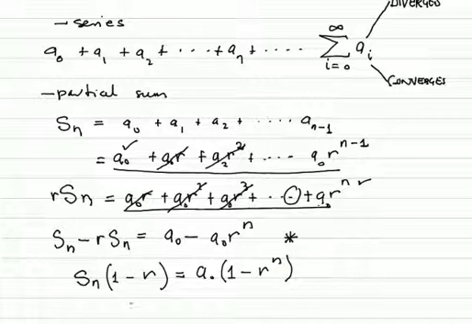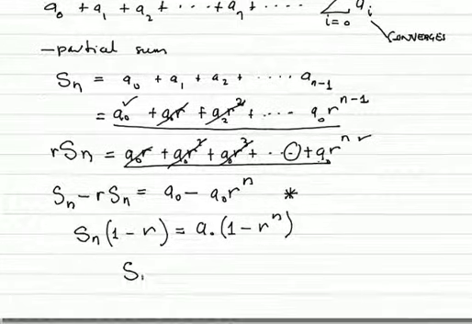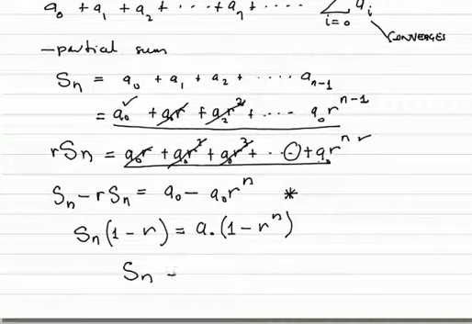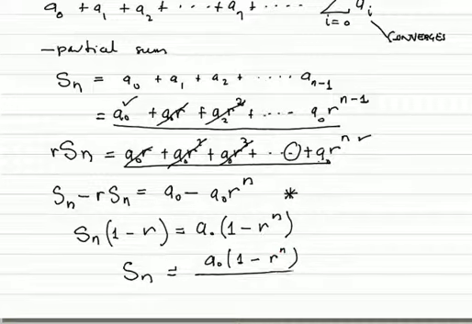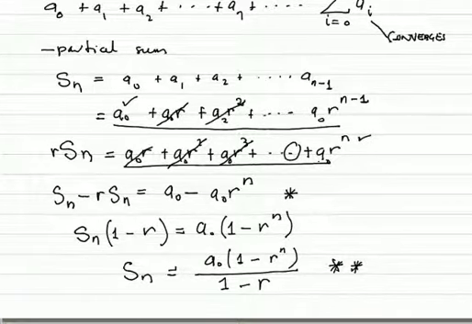This results in Sn being equal to a0 brackets 1 minus r to the power n over 1 minus r. This is a very, very important expression because it's going to make us arrive at the sum of the geometric series.